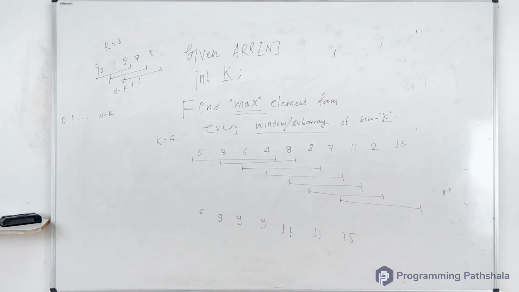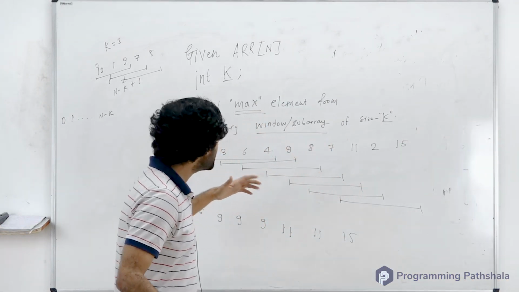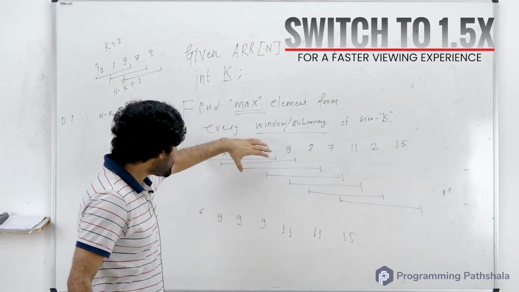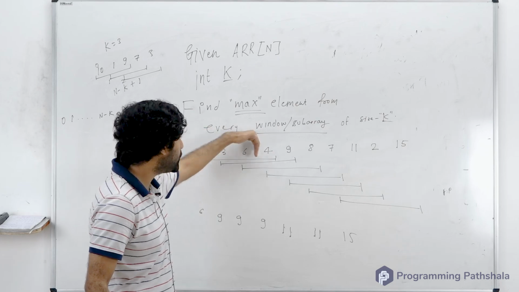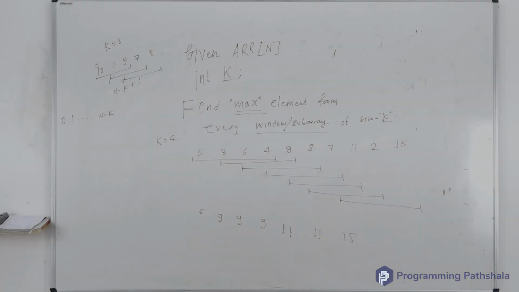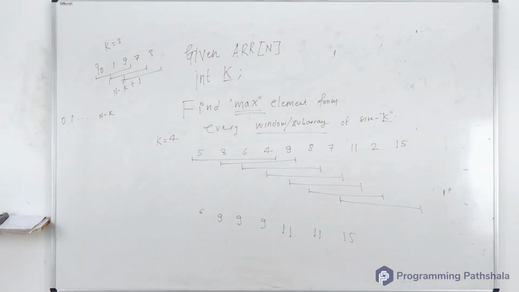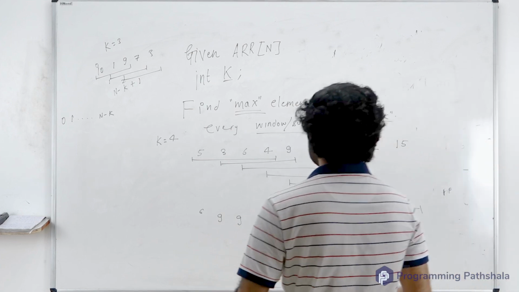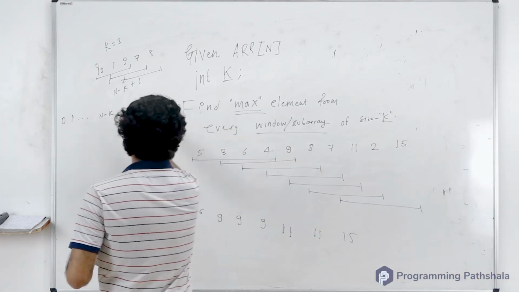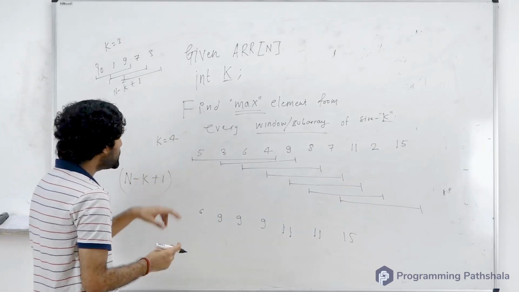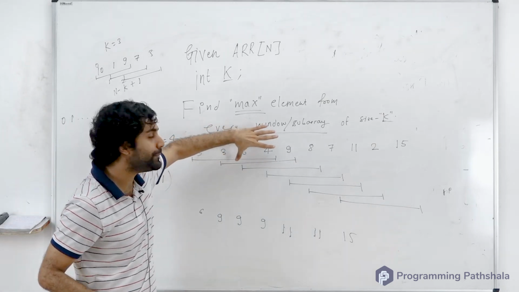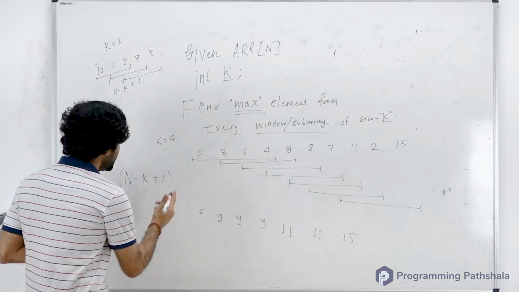What is the brute force way to do this? The brute force way is to consider every window, and after considering every window, just iterate from the starting index to the last index of that window and find out the maximum and print it. Now, given the values of n and k, can you accurately type the time complexity of this approach? Yes, it will be n minus k plus 1 into k, because the number of windows which I will consider will be this, which is n minus k plus 1, and for every window the number of iterations will be equal to the number of elements in that window, and the number of elements in every window is k. So it will be this.